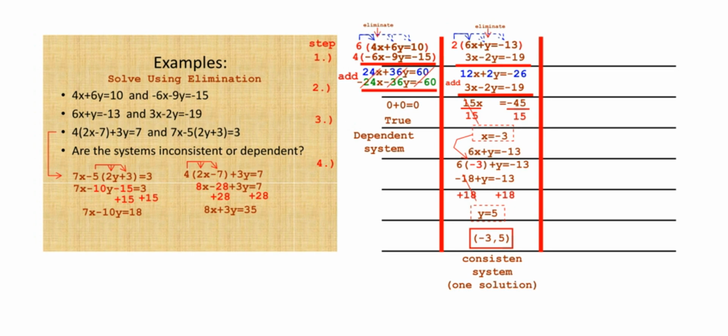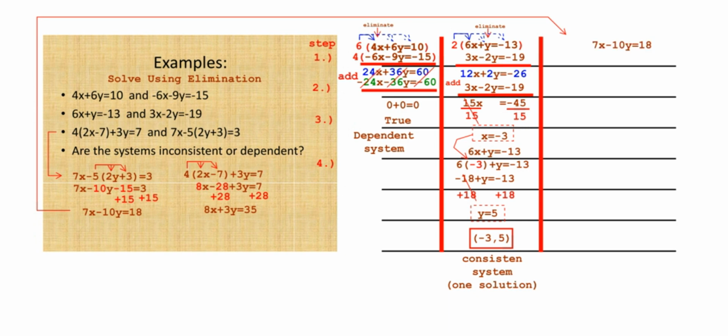And now that leaves us with 8x plus 3y equals, and 7 plus 28 gives us 35. Hey, look at that. Now they're both ready for elimination. So let's bring them back over to the right side over here and copy them down. 7x minus 10y equals 18, and 8x plus 3y equals 35.